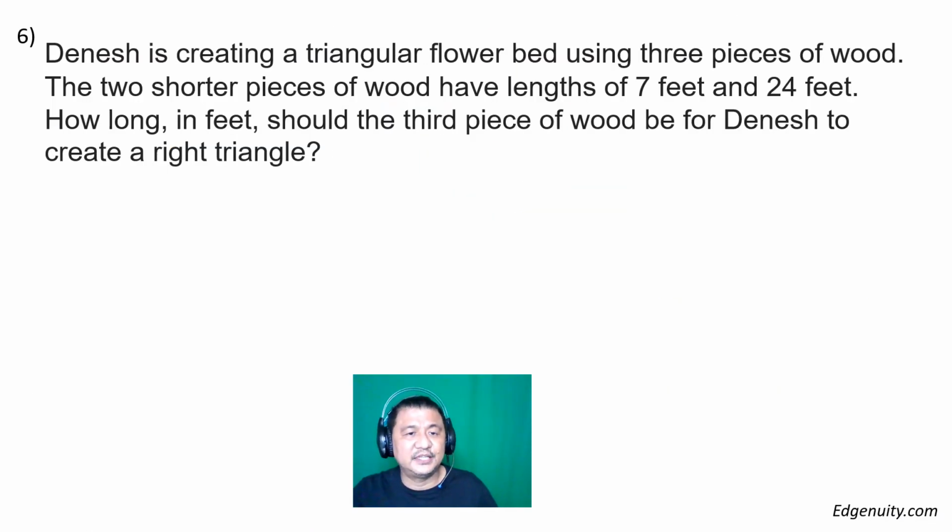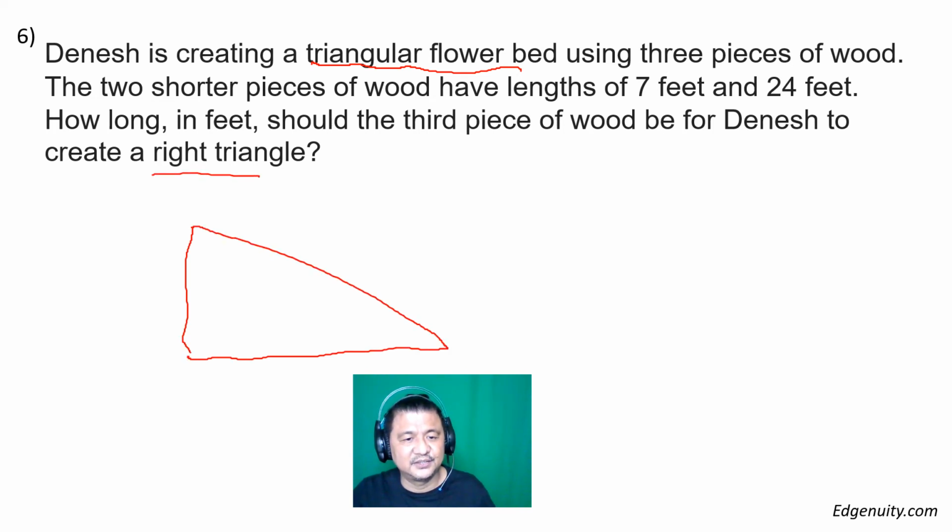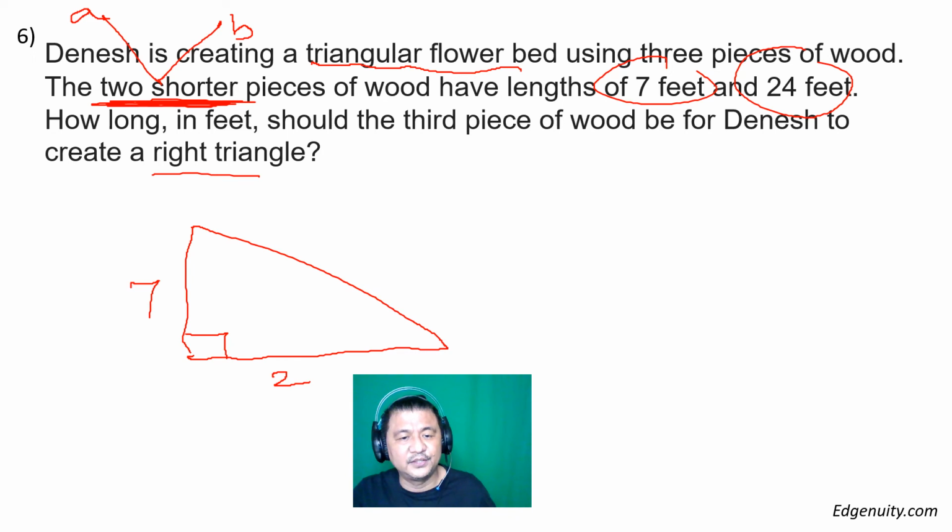Next, Dinesh is creating a triangular flower bed. A right triangular probably, or just a triangular. So obviously, oh, right triangular flower bed using 3 pieces of wood. The two shorter, the clue is shorter. Shorter means that could be the A and the B. All right, so let's put the 7 and the 24. You're the 7, you're the 24.